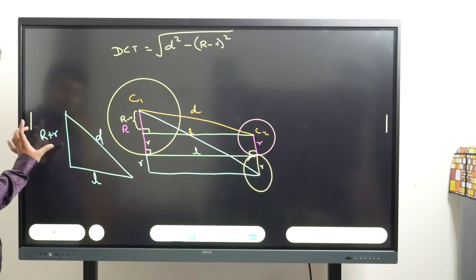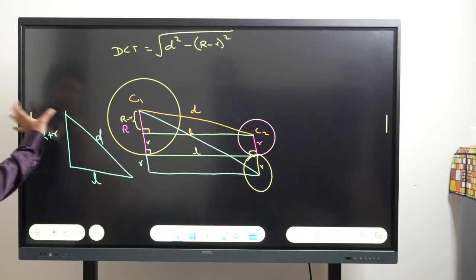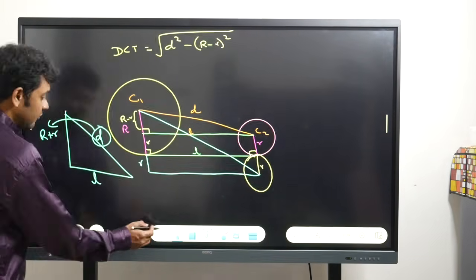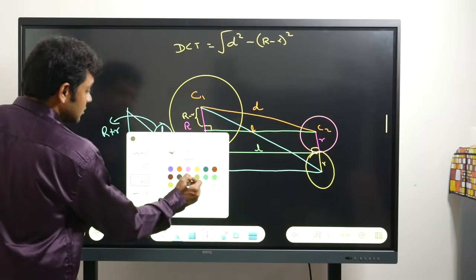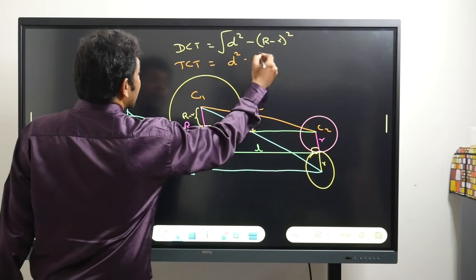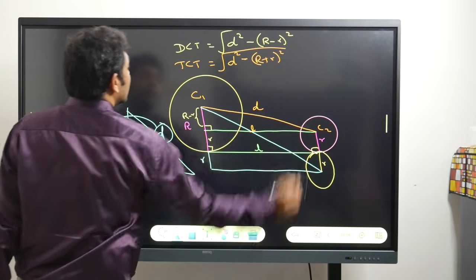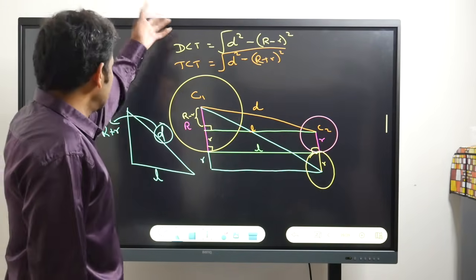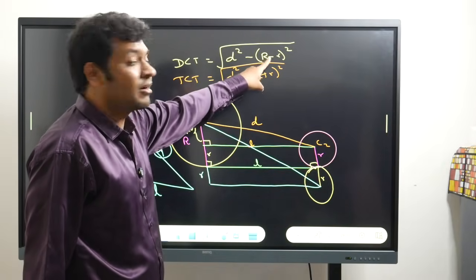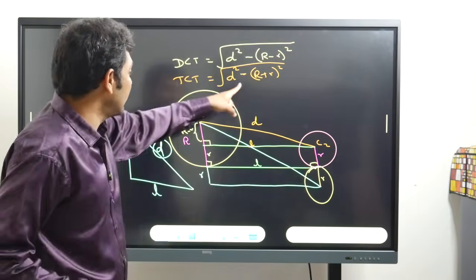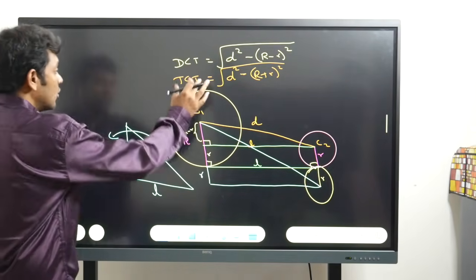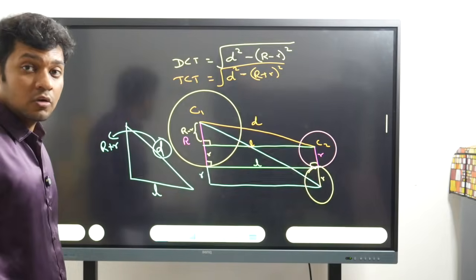So d square equals L square plus (R plus r) the whole square, so L square equals d square minus (R plus r) the whole square. Hence the length of the transverse common tangent is the square root of d square minus (R plus r) the whole square. Just to memorize: for direct, the difference, that's why we have R minus r. Transverse looks like a plus, so we have R plus r. It's good to know this. So direct common tangent: square root of d square minus (R minus r) the whole square. Transverse common tangent: square root of d square minus (R plus r) the whole square.